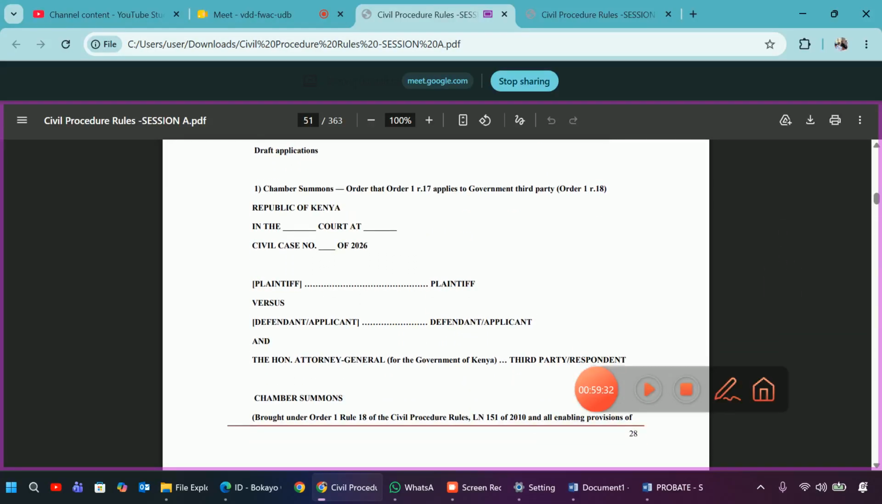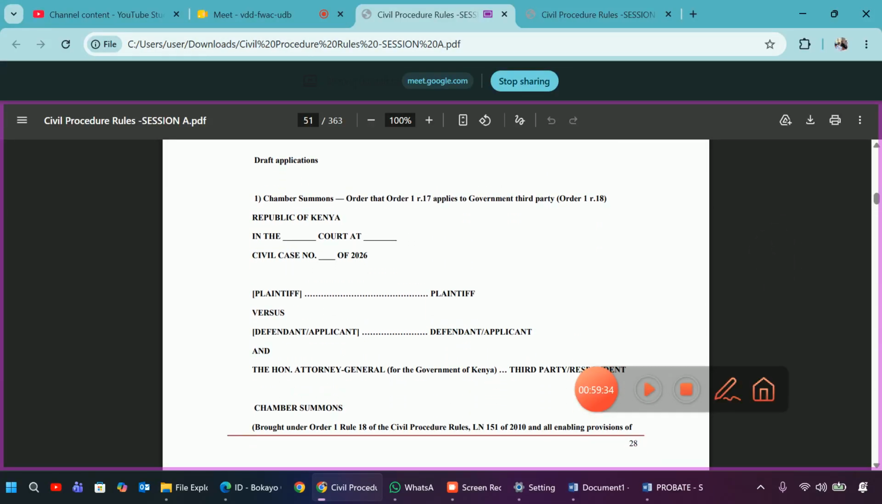So I told you civil litigation does not require many stories. Draft the application. So now you are saying that the government is the third party and they have failed to enter appearance.